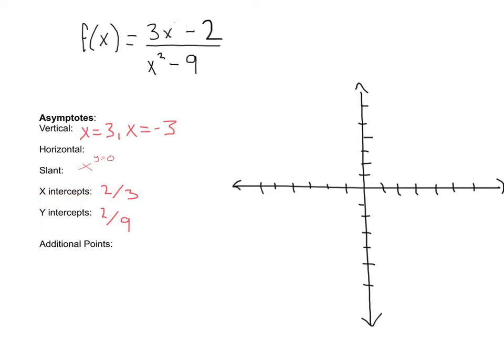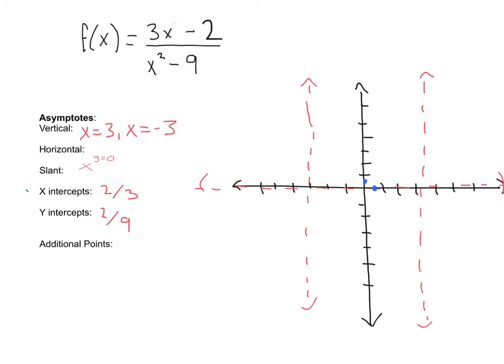All right, let's plot what we have. Our vertical asymptotes are at negative 3 and 3. We've got a horizontal at y equals 0. We've got our x-intercept at 2/3. It's going to be about here. Oh, sorry, that's a y-intercept. My x-intercept is going to be at 2/3. That would be about here. And my y-intercept is going to be at 2/9, which would also be about right here.